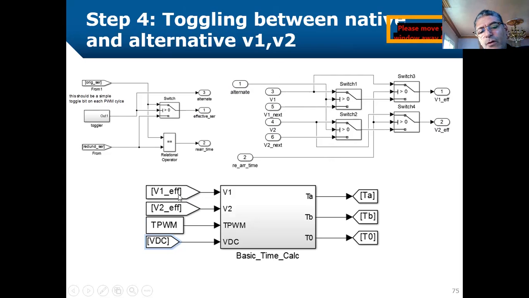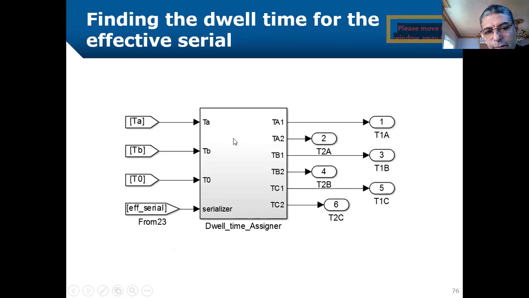Okay, V1 effective, V2 effective, TPWM, VDC, and we then get TA, TB, T0. The values that we use to get the dwell time according to the logic explained earlier. TA, TB, T0, and this is the effective serial. And based on these values, we get the dwell time for the 6 basic switches. Okay.